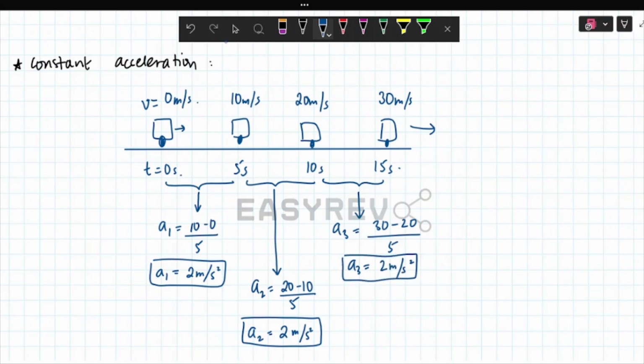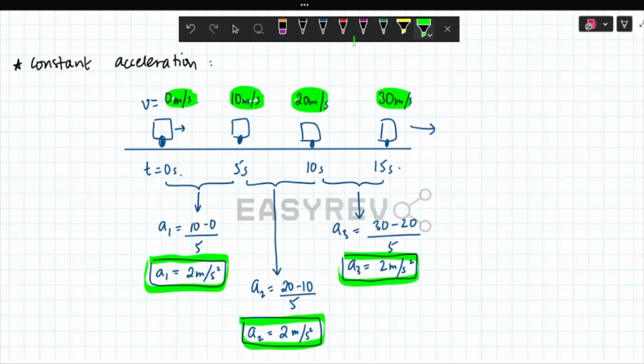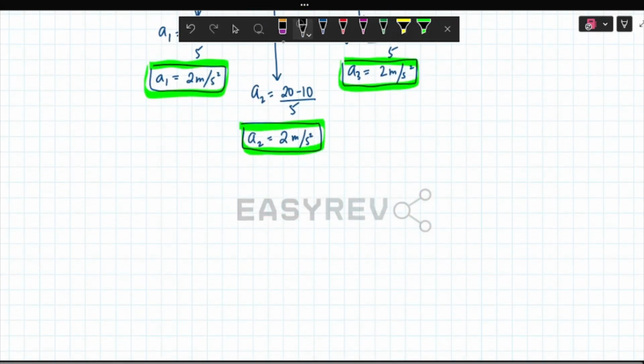What's remarkable here are two things. First of all, we find that there's a constant increase in velocity of 10 meters per second after each equal interval of time, which has led us to further conclude, and in fact prove, that with the passage of time, the acceleration value itself does not change. This is basically what constant acceleration is all about.